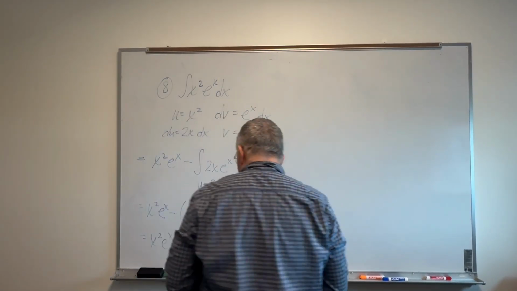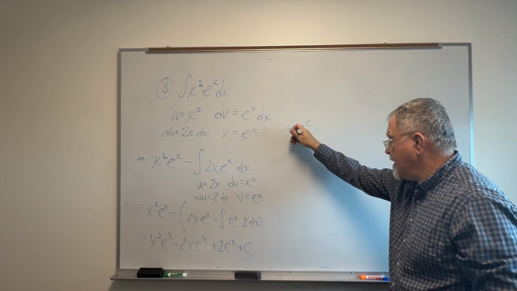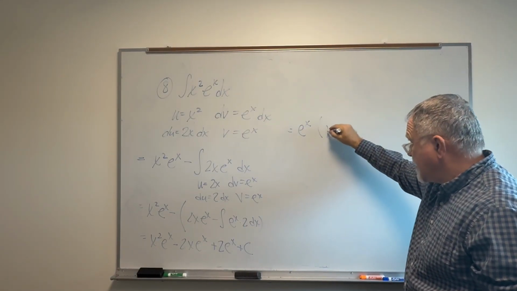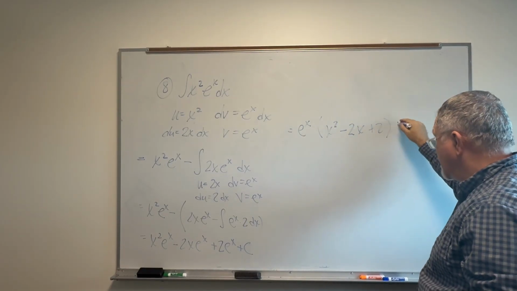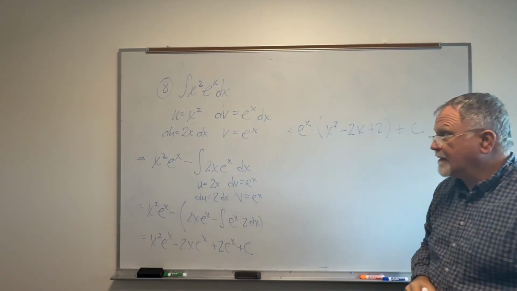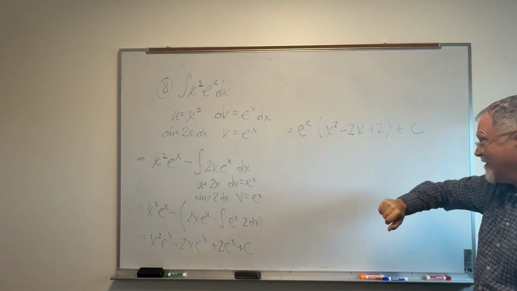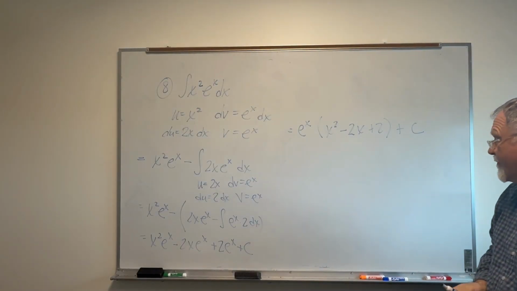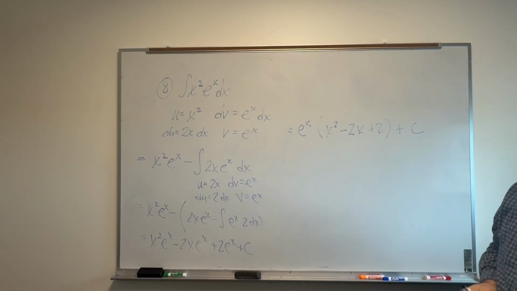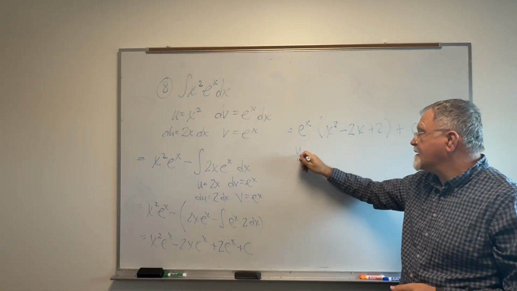Now, if you want to, you can factor out that e to the x. This is just e to the x times the quantity x squared minus 2x plus 2 plus a constant. Kind of crazy, this mess has a derivative of x squared e to the x. Suppose you weren't convinced of that, though. Let's check. Let's convince ourselves that that is in fact the case.